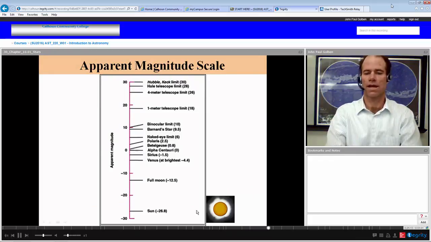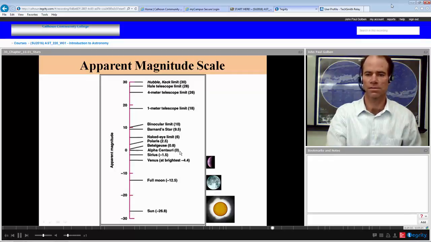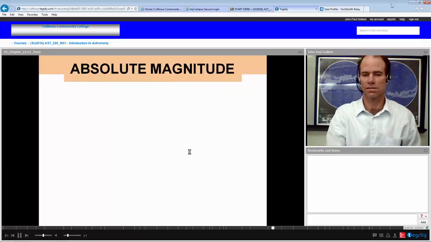Here's a look at it. Here's the apparent magnitude scale, our Sun being the brightest object on this apparent magnitude scale, the full moon being the second brightest object, and Venus at its brightest would be the third brightest object. Sirius being the brightest star in the sky, we have at a -1.5 here. Alpha Centauri is pretty bright too. You can't see it in your sky because Alpha Centauri is in the southern hemisphere, but it is one of the brightest stars in the sky.